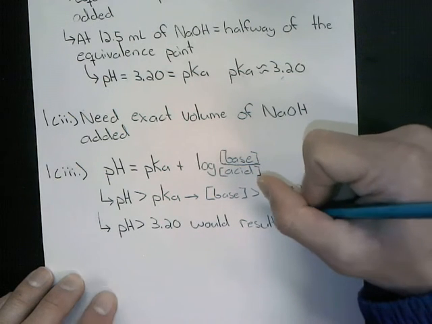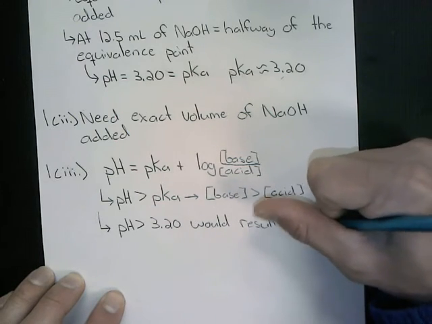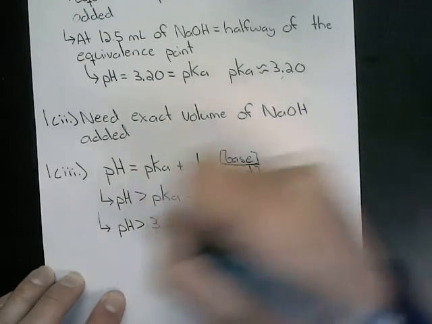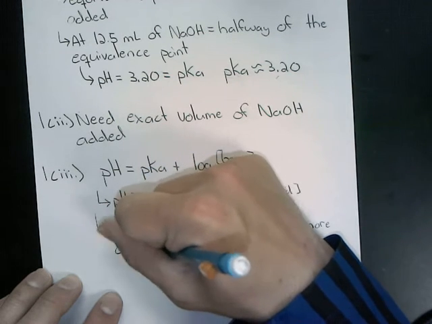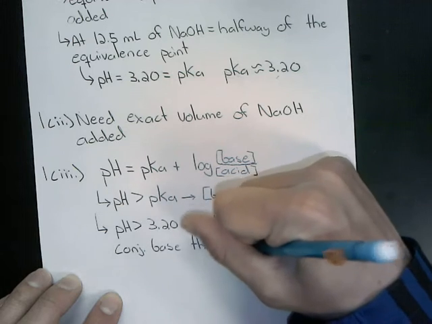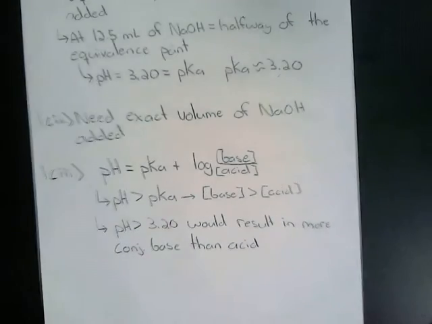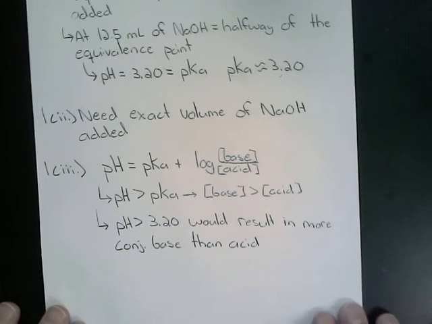would result in more conjugate base than acid. Okay, so again, these are all hypothetical. Now we can get to some calculations that we will use to go through this particular process.